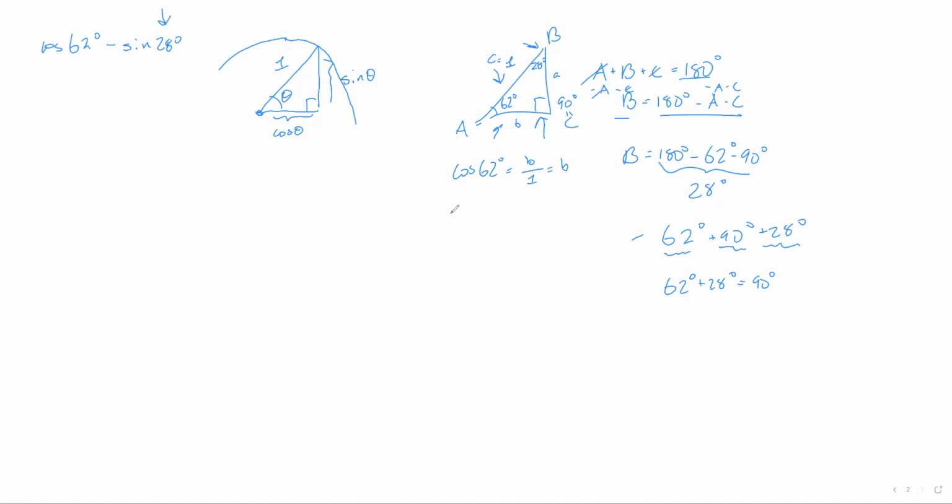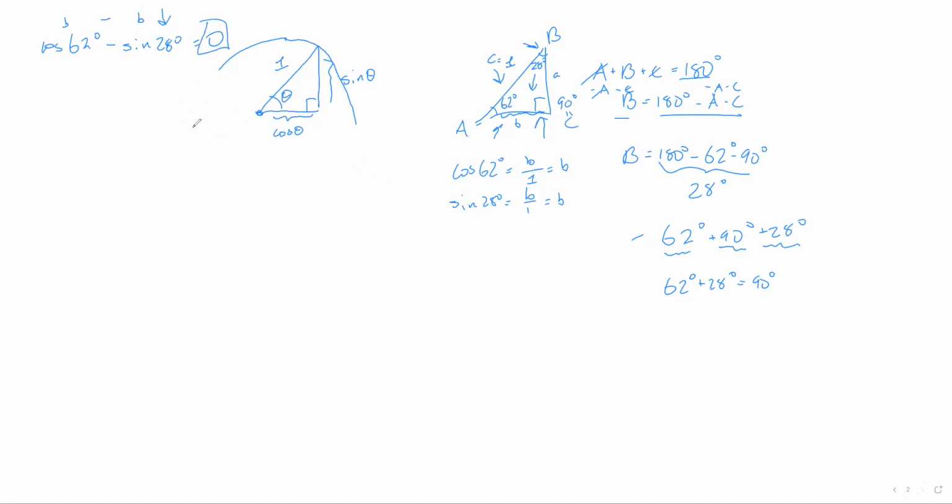Now we're going to compute sine of 28 degrees. And now we look at this angle here, the opposite one, and we're going to look at the opposite side. So it's going to be this. It's the opposite over hypotenuse, which is B over 1, which is just B. So they're the same thing. They're both B. And if you subtract B from B, you get 0. And there we are. That's our answer.